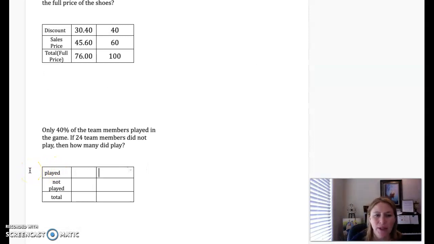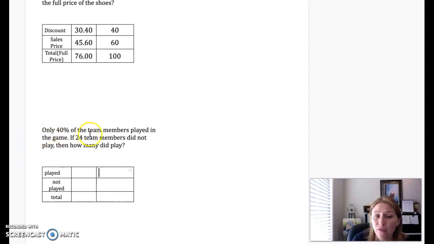Okay, the very last one says this, and for sake of time, I've just quickly filled out this part right here. So this was the wording for it, okay? It says, only 40% of the team members played in the game. If 24 members did not play, then how many did play? So we're going to have played, not played, and total, right? It's usually antique, not antique, total. Discount, price, total. We're looking at what we have, what we're missing, and then a total. That's always what it is.